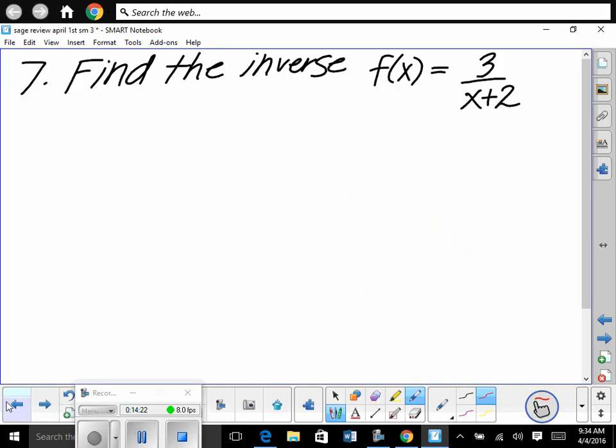It says, find the inverse of f of x is equal to 3 over x plus 2. So our algebra skills have got to be way up there, which, guys, my secondary 2 kids could do this problem, so I know you can do it. Finding the inverse, what do we do? Switch x and y. Isn't that how we always find an inverse? So we have x is equal to 3 over y plus 2.